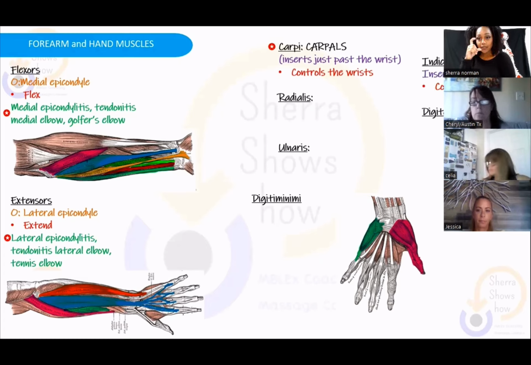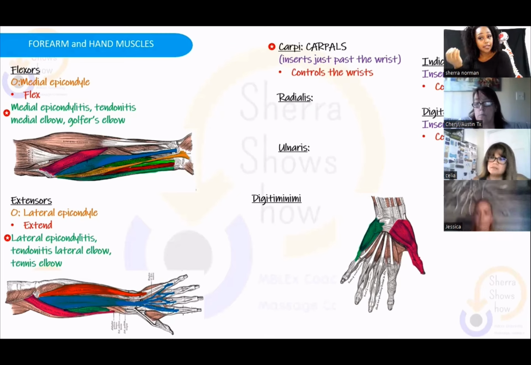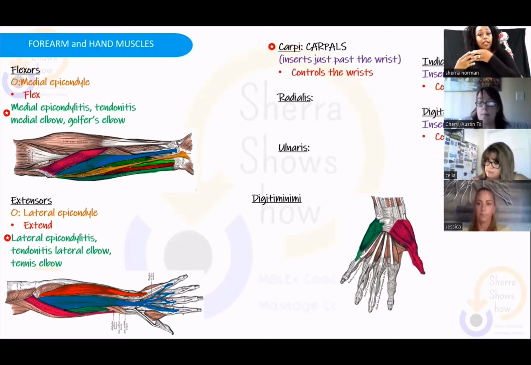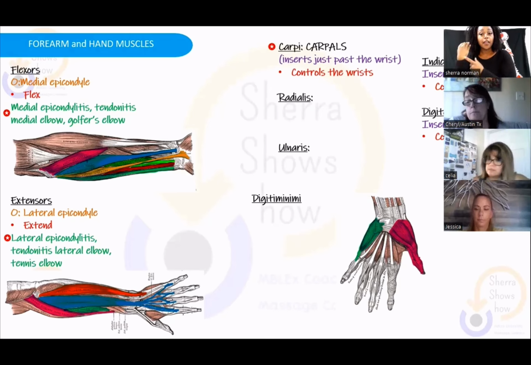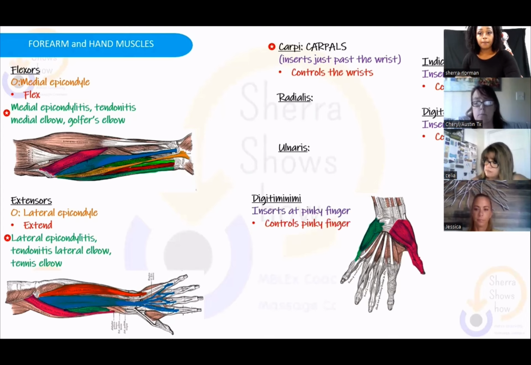Indicus means this finger, index, indicate, indicus. Digitorum means fingers 2 through 5, not the thumb, 2 through 5. So extensor digitorum, it's safe to assume they start on the lateral epicondyle because they are extensors. They run all the way to the fingers because they act on the fingers. They also are going to extend the wrist because they cross the wrist as well, okay? Digiti minimi, mini-me. That's these muscles right in here that control the pinky.